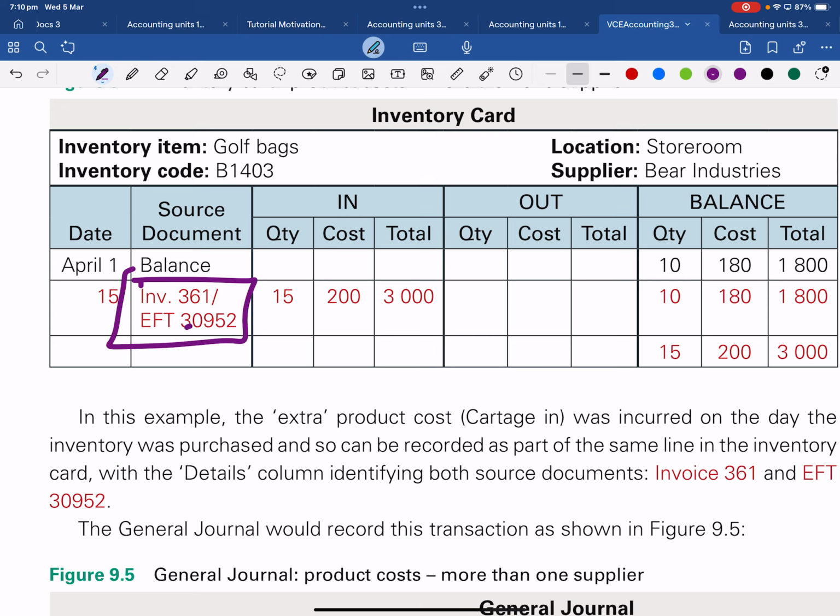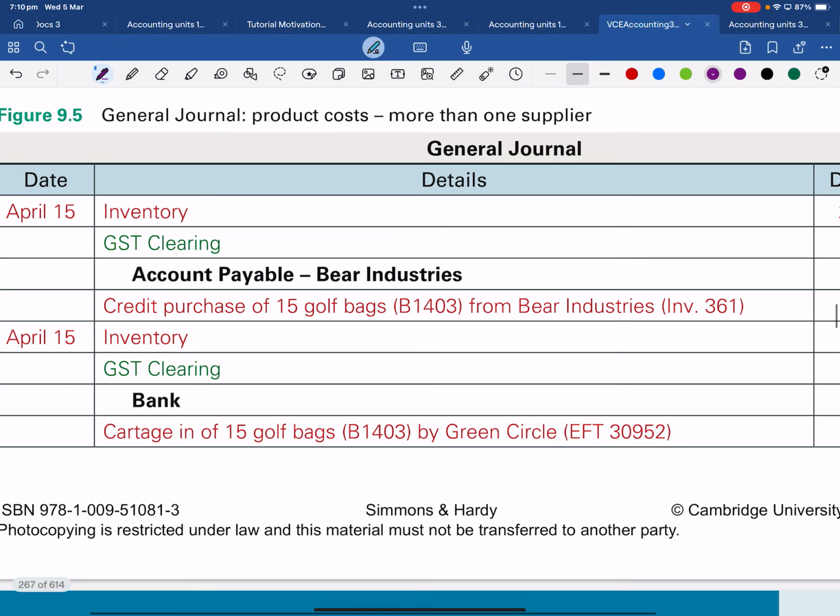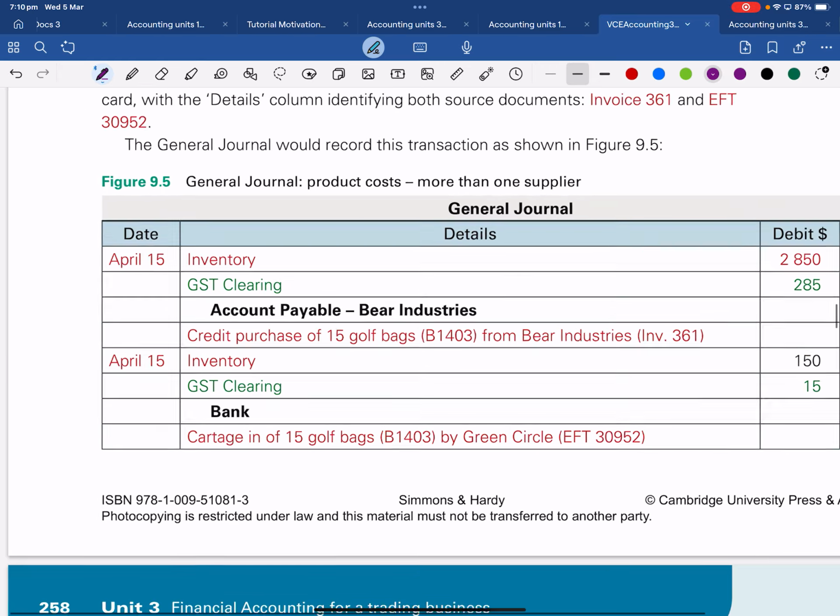Right? Still the 200. See, it's the same date. And let's say, how do you record in the general journal? You'll have to run two different entries. Why do we run two different entries?